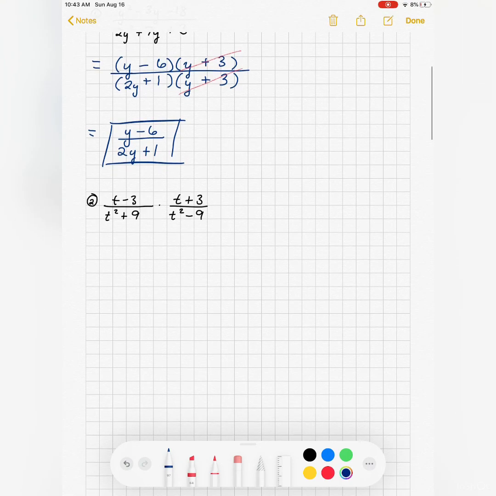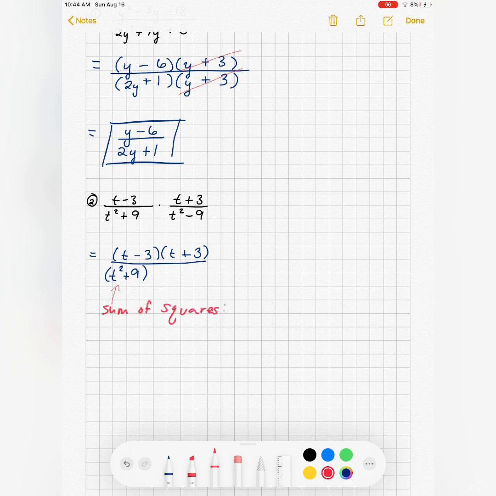Okay, so here I have a multiplication of two of these rationals. So I would just multiply straight across, but rather than FOIL this out, I'm really looking for a cancellation. So be careful. This is a sum of squares. Okay, so a sum of squares where I have the plus, those are prime. Those do not factor in the real numbers, okay?